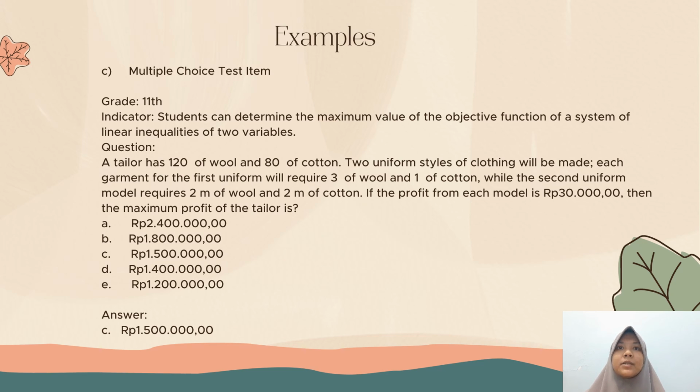If the profit from each model is 30,000 rupiah, then the maximum profit of the tailor is A. 2,400,000 rupiah, B. 1,800,000 rupiah, C. 1,500,000 rupiah, D. 1,400,000 rupiah, and E. 1,200,000 rupiah. And the answer for this question is C. 1,500,000 rupiah. Next, and the last one, is the analysis of this test item.